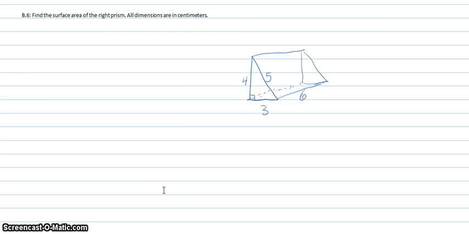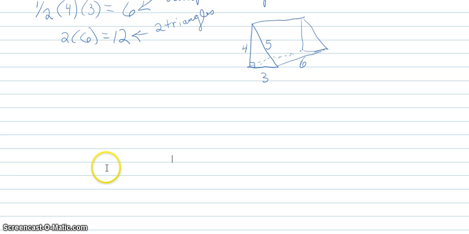For our sixth example in lesson B, we're going to find the surface area of the right prism. All dimensions are in centimeters. And again, I am not the best drawer here, so you can look in your book for a better picture of that right prism. What we're going to do first, now that we've found the area of the two triangles, we're going to find the perimeter of the triangle. So we're going to add 4 plus 3 plus 5.